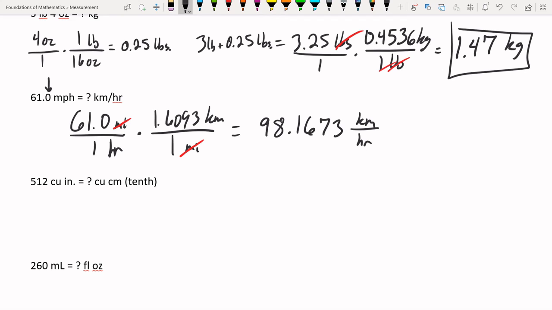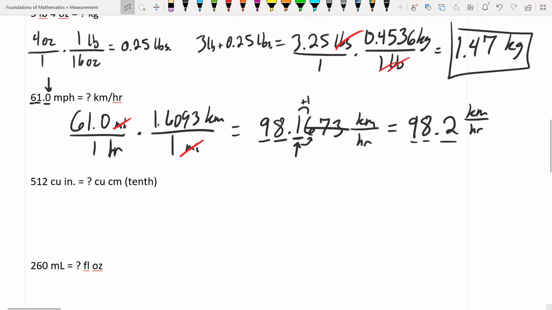So there's 6, 1, and 0, 3 significant digits here. So we need 3 significant digits in 98.1673. Well, we start from left to right. There's 1, 2, 3 significant figures. So we're going to go to that place. Look at the next one. Is that 5 or greater? It is. So we add 1 and drop the rest. This gives us 98.2 kilometers per hour. 1, 2, 3 significant figures. Same accuracy in the beginning that was given to us as what we ended with.